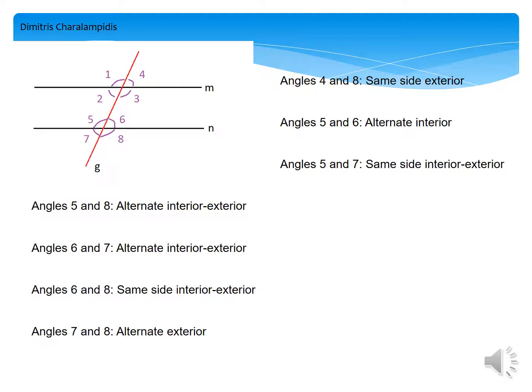Angles 6 and 7, they are alternate interior-exterior angles. Angles 6 and 8, they are same side interior-exterior angles. Angles 7 and 8, they are alternate exterior angles.